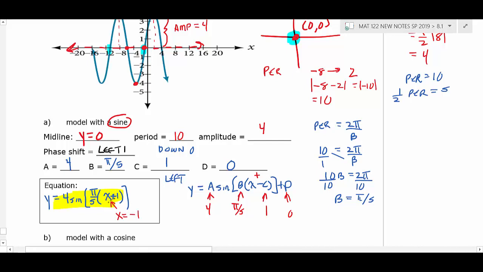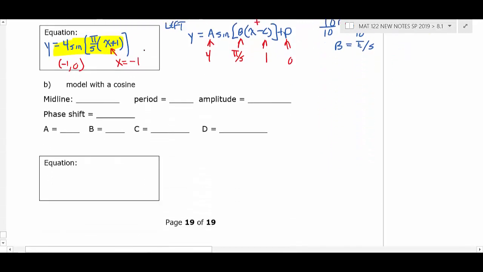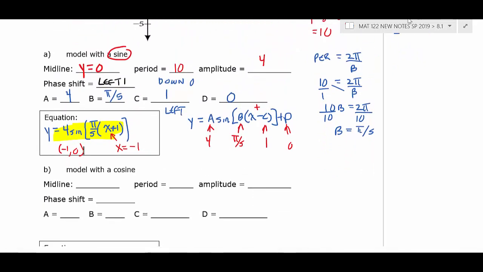Now try to do this in your head. If x is negative 1, that whole thing becomes sine of 0. Sine of 0 is 0. 0 times 4 is 0. So, in other words, you have the point negative 1, 0, which is what we have on that graph. And you could check some other points on there. You could go on and check other ones as well, and it should work out. Okay. All right, so let's see. One more here.